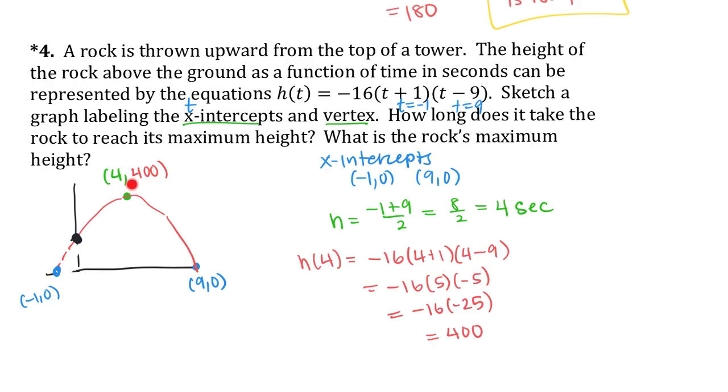Got it. How long does it take for the rock to reach its maximum height? Oh, that should be seconds. So after 4 seconds, it reaches its maximum height. What's the rock's maximum height? Max height is 400, and it didn't tell me the units, so you can say 400 units, or you can just say 400.